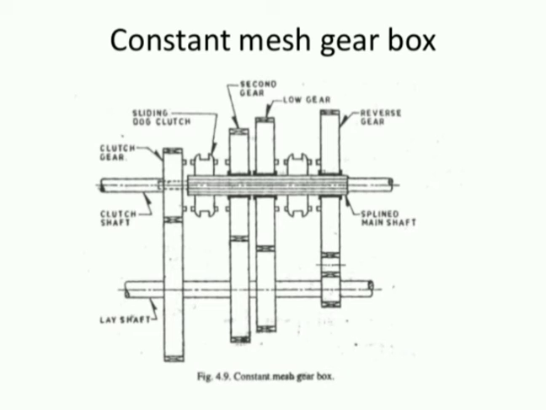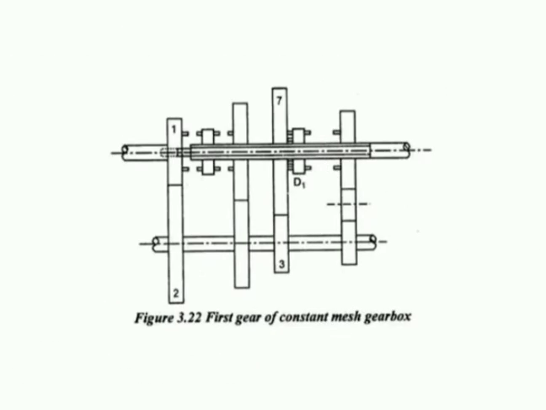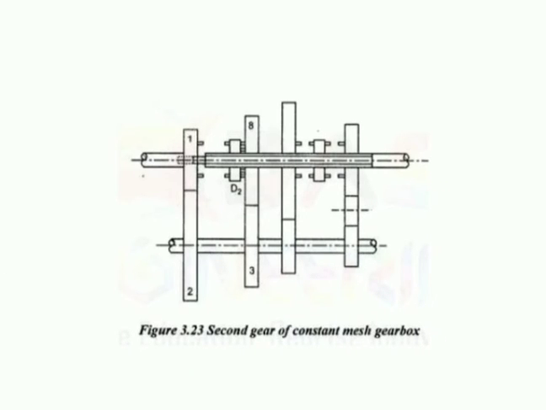In this gearbox, there is a reverse gear also attached with these gears. It's called idler gear. This figure shows the first gear of constant mesh gearbox, and this figure shows second gear of a constant mesh gearbox. We can see in this figure the dog clutch D2 connected with gear 8.